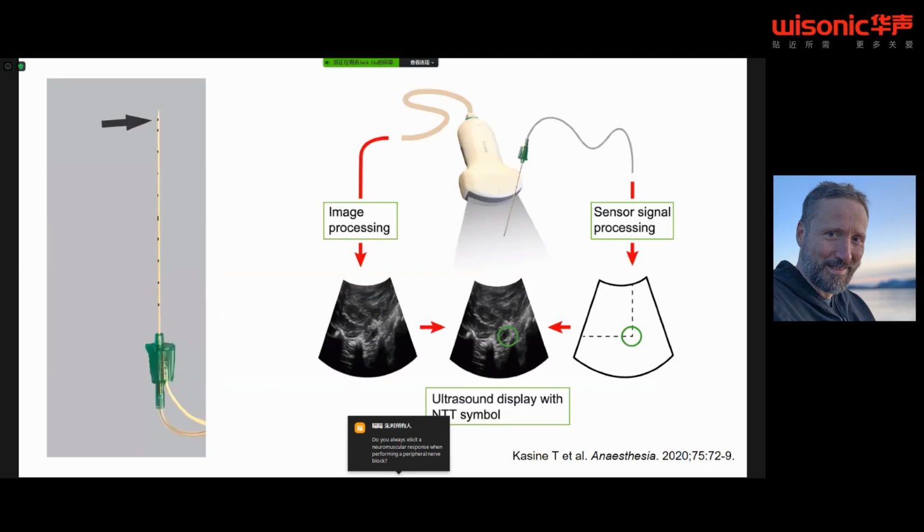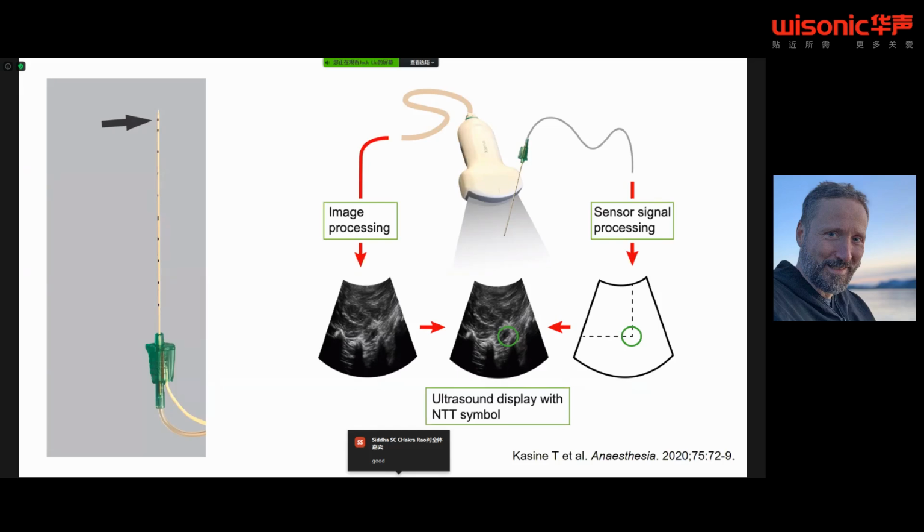I have been involved in the development and testing of another needle tip tracking technology. This is the OnVision system by B. Brown and Phillips. For this technology, needles are used with an integrated piezoelectric sensor at the tip of the needle. This is marked with the arrow on the left-hand side of the figure.